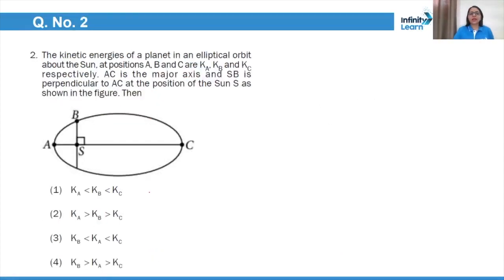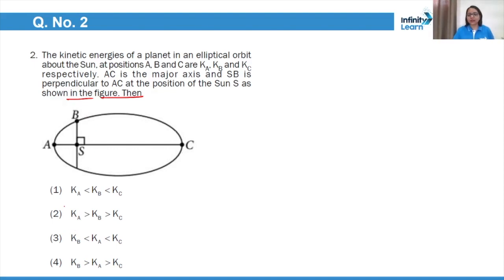Question number 2. The kinetic energies of a planet in an elliptical orbit about the sun at positions A, B and C are Ka, Kb and Kc respectively. AC is the major axis and SB is perpendicular to AC at the position of the sun, as shown in the figure. Then we need to compare the kinetic energies.